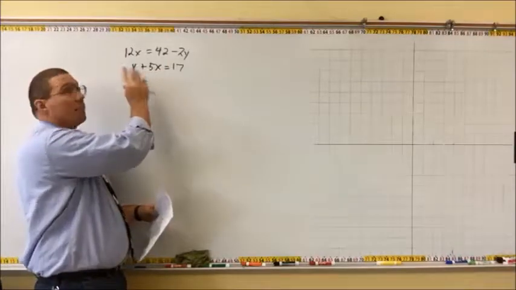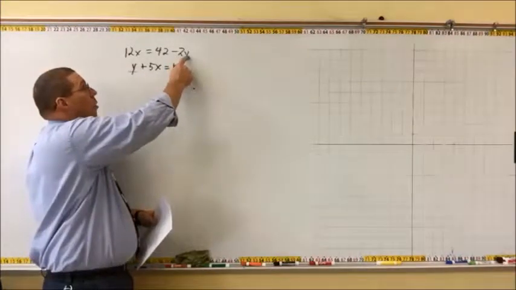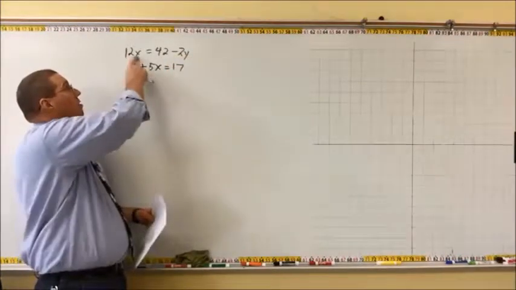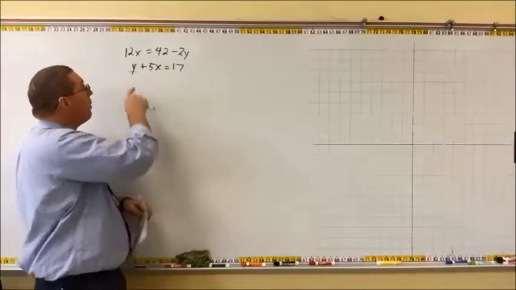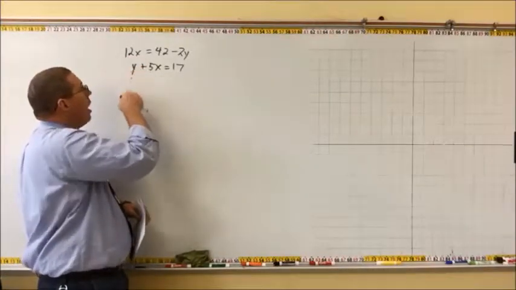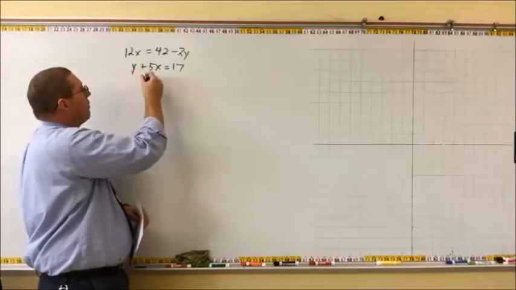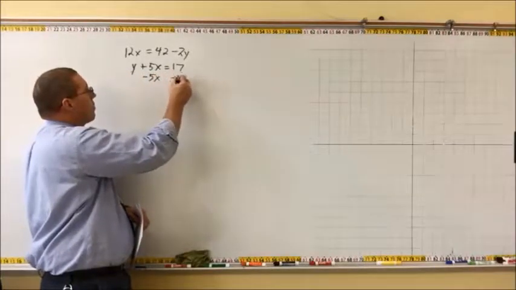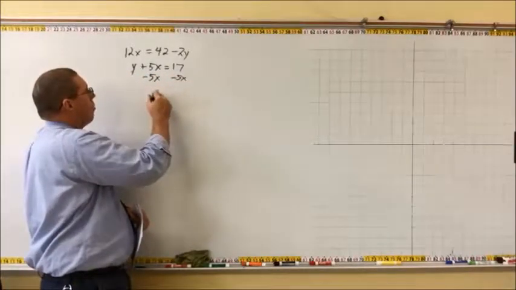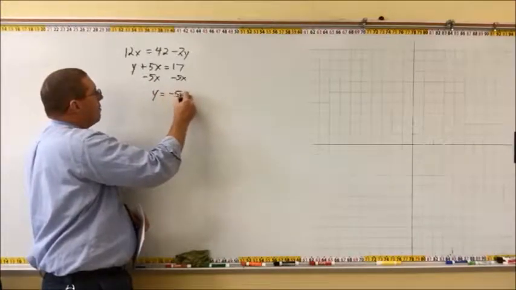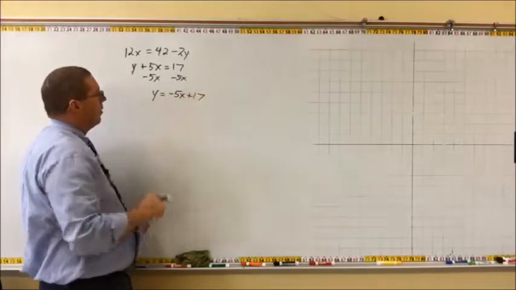Here, for this x, I'd have to divide by 5. For this y, I'd have to divide by -2. For this x, I'd have to divide by 12. I don't have to divide by anything if I use this y. And to get this y by itself, I just have to subtract 5x from both sides here. So I now have y is equal to -5x plus 17.